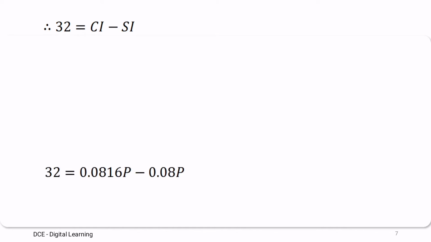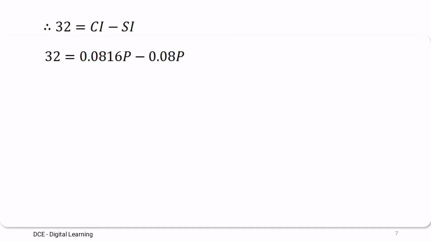Now, as given in the problem, the difference between compound interest and simple interest is rupees 32. So rupees 32 equals compound interest minus simple interest. Rupees 32 equals compound interest, 0.0816 P, minus simple interest, 0.08 P. These we have computed using the simple and compound interest formulas. So 32 equals 0.0816 P minus 0.08 P, which is 0.0016 P.